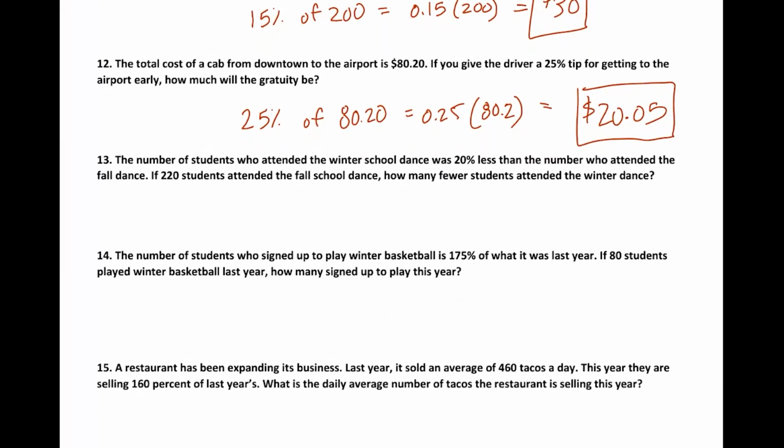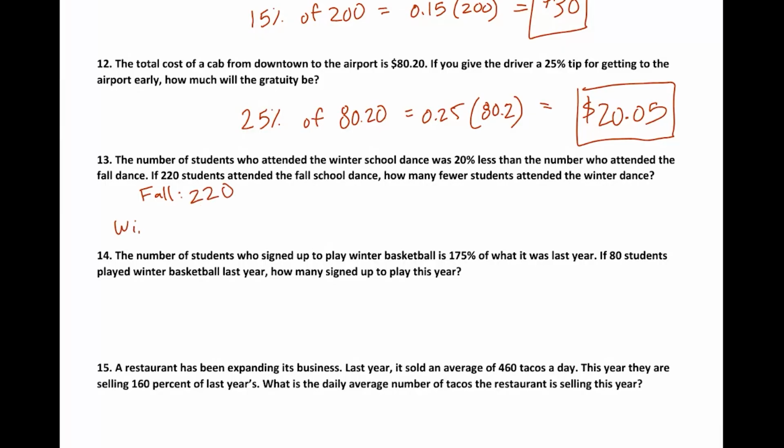Number 13 says the number of students who attended the winter school dance was 20% less than the number who attended the fall dance. If 220 students attended the fall school dance, how many fewer students attended the winter dance? So we want to be careful here, okay? We want to know how many fewer students attended the winter dance. So we don't want the total number that entered the winter dance. We just want how many fewer there were. So let's write down the key facts here. For the fall school dance, there were 220.